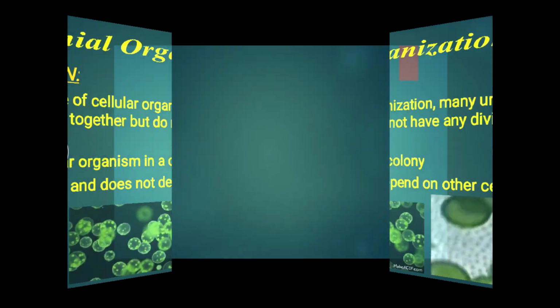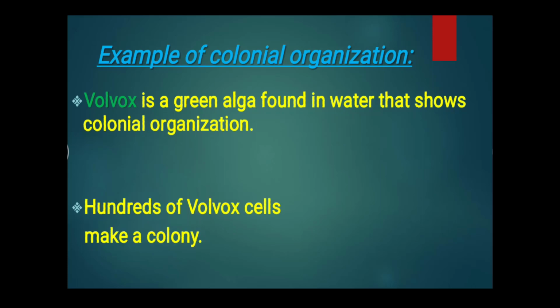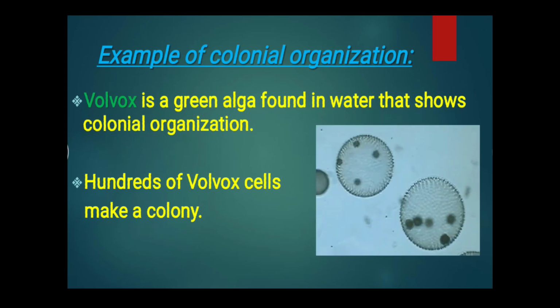Examples of colonial organization. Volvox is a green alga found in water that shows colonial organization. Hundreds of Volvox cells make a colony. Now look at this animation. In this animation, this spherical portion is a colony in which different Volvox live together but do not depend upon each other.